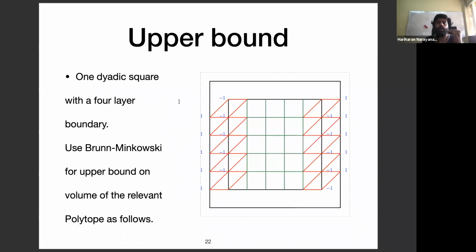So now we'll upper bound the volume of such a polytope. How are we going to upper bound it? We look at this dyadic square with a 4-layer boundary. We're going to use the Brunn-Minkowski inequality to upper bound the volume on one of these pieces.